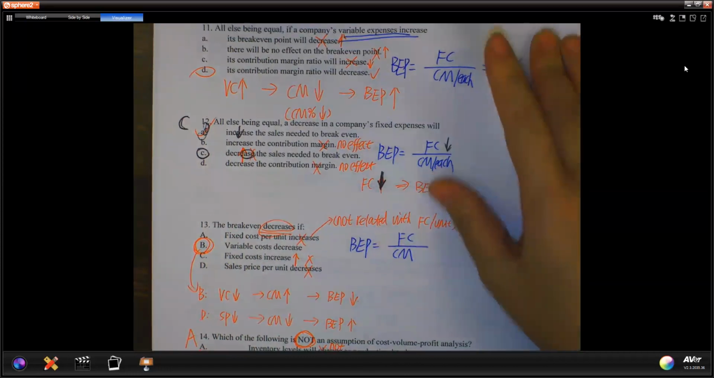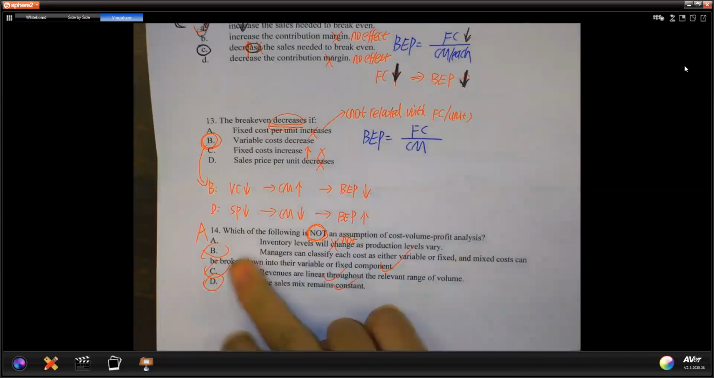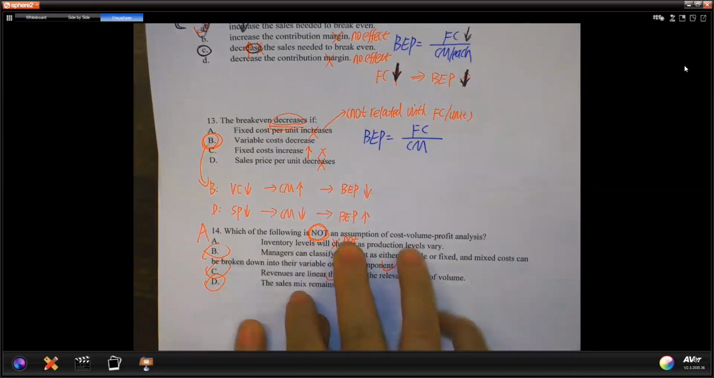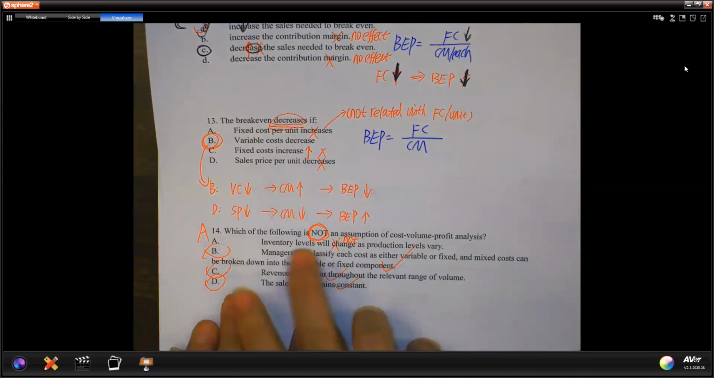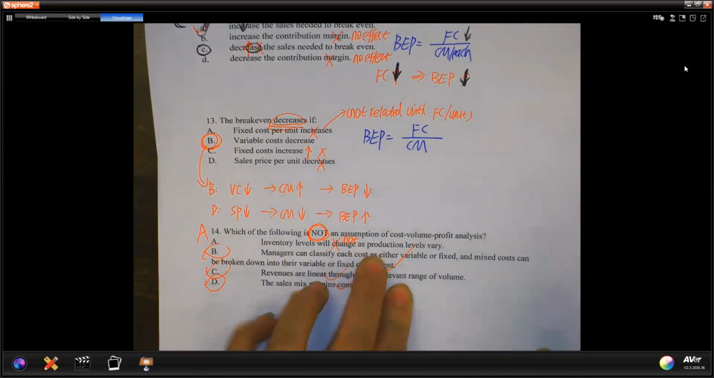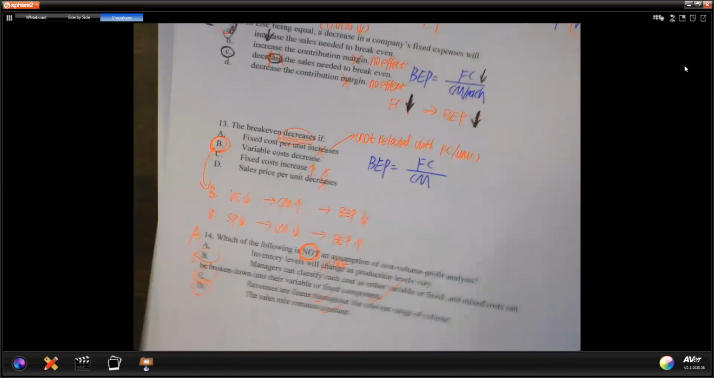Those are very important. Then question 14 just talks about assumptions. Make sure you read your textbook. It's A. We said the inventory level will not change. The others are all assumptions.